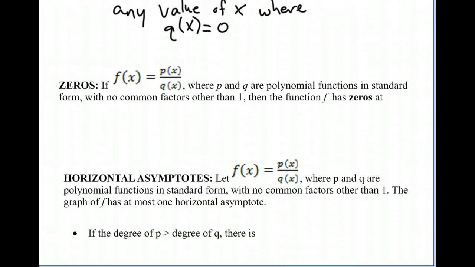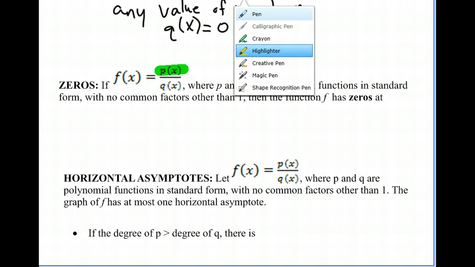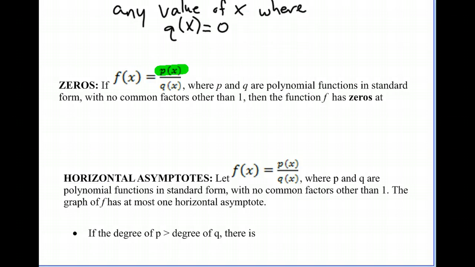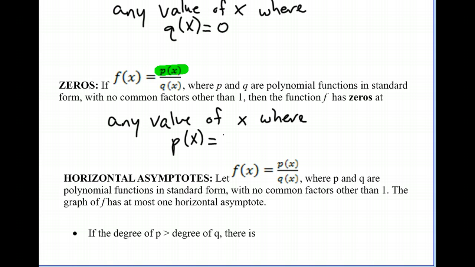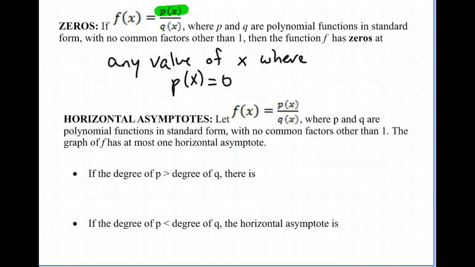And then for zeros, we're going to be looking specifically at the numerator. So we're looking at this piece right now. Our zeros are going to exist at any value of x where p of x is 0. So we're looking where our numerator equals 0. And then finally, our horizontal asymptotes.